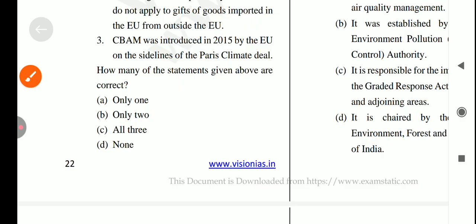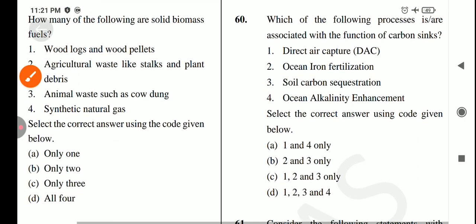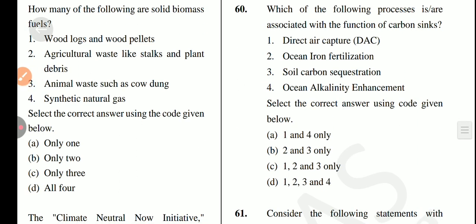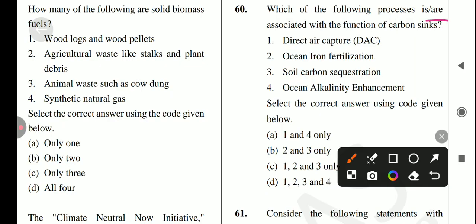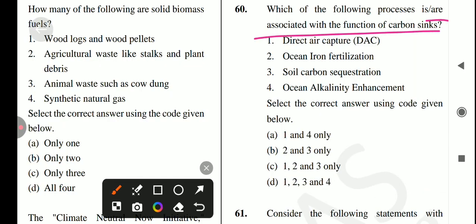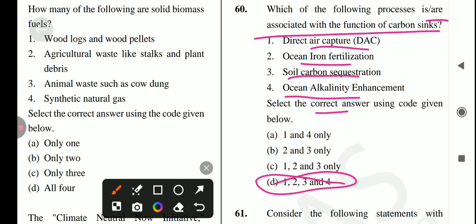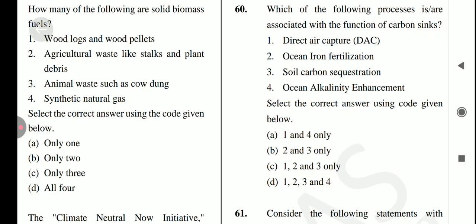option A. Okay, let's come to the next question, which is: which of the following processes are associated with the function of carbon sinks: direct air capture, ocean iron fertilization, soil carbon sequestrants, and ocean alkalinity enhancement. So the answer is option number D. All of the above are correct. Okay. Let's come to the next question.